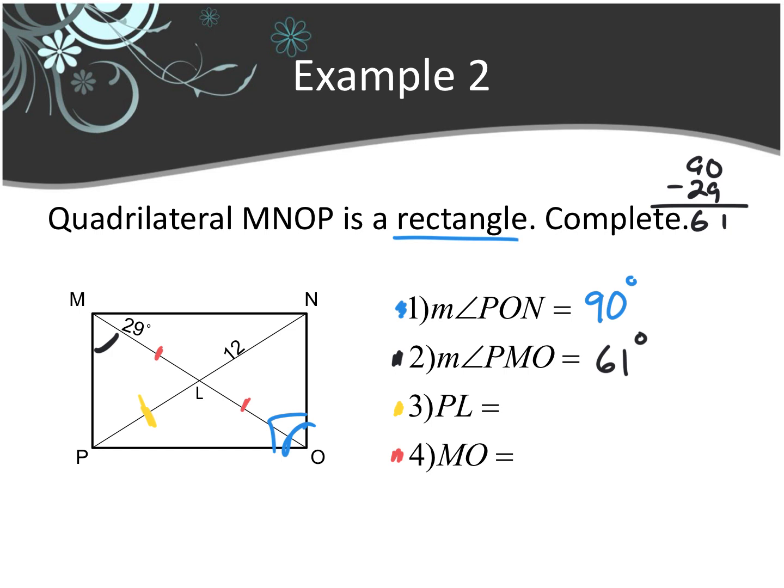Then for segment PL, we know it's congruent to the other segment by the theorems. So we can say that PL is also 12. But we also know that the diagonals of the rectangle are congruent to each other. So if we find this entire measure, which is 12 plus 12, so that entire thing is 24, our other diagonal is always going to be 24 because of the rectangle diagonals theorem.